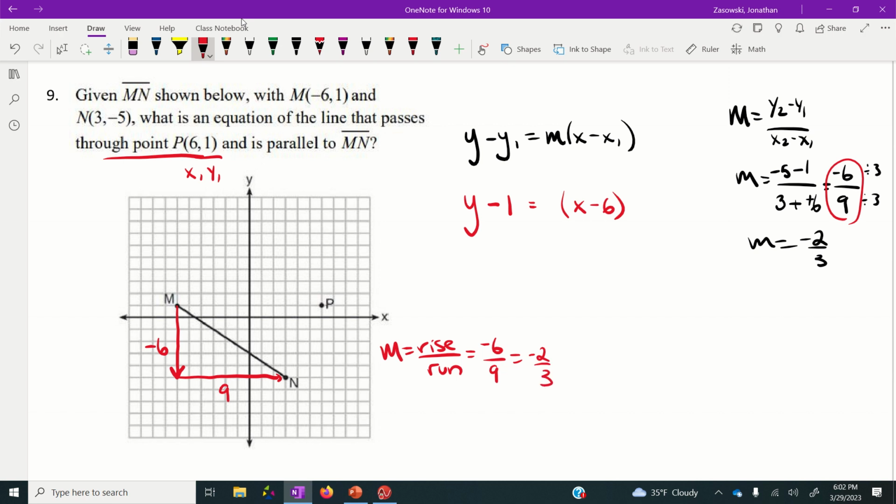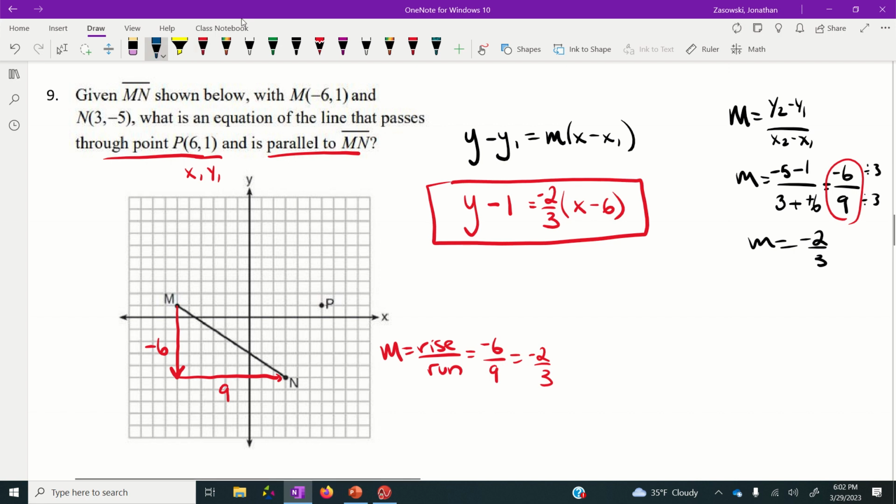And because we want to be parallel, we know that our slopes are going to be the same. So we're just going to plug in -2/3, and there is my answer. Okay? If you needed to, you could distribute the -2/3 through. Okay, this would be in slope intercept form. We would get y minus 1 is equal to -2/3. And then we just distribute through.